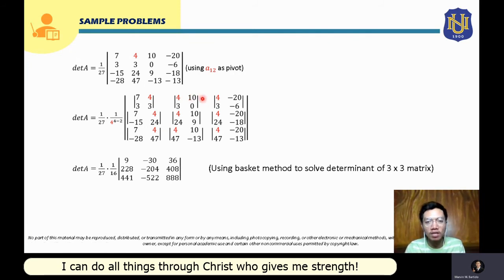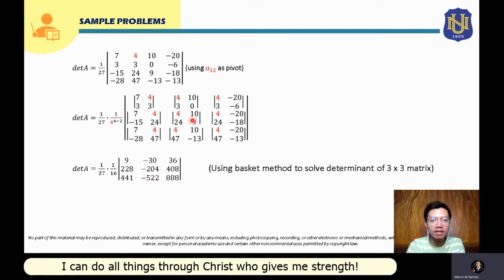And then for the next 2 by 2 matrix, that will just be 4 times 0 minus 10 times 3, or 3 minus, I mean, minus 3 times 10. So that will be negative 30. And then we have here 4 times negative 6 minus 3 times negative 20. So that would be 36. Then we have here 7 times 24 minus negative 15 times 4. So that will be 228.